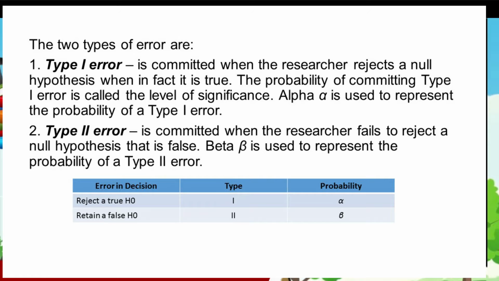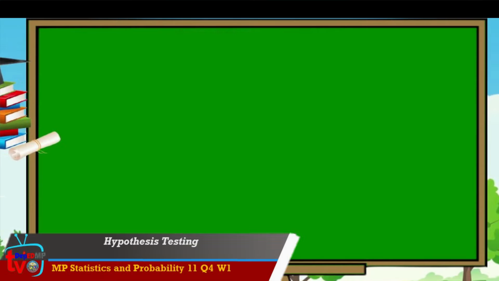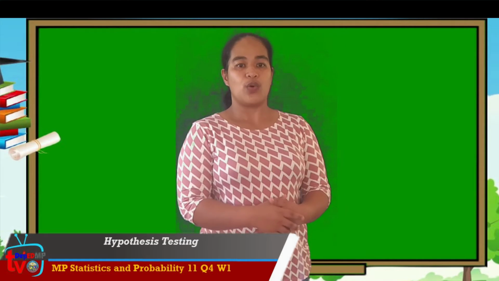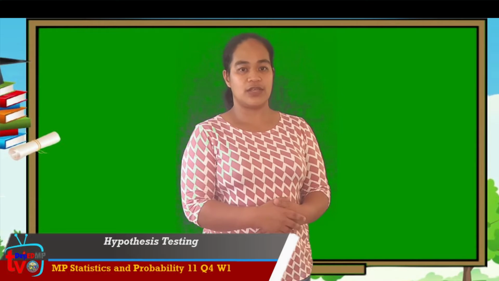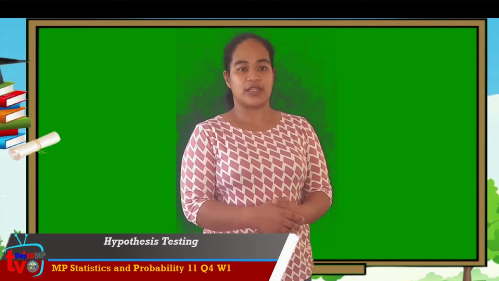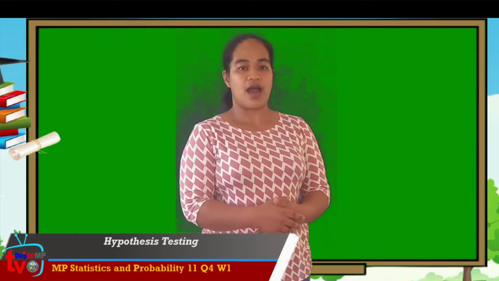Number 2, type 2 error. Beta is used to represent the probability of a type 2 error. It is committed when the researcher fails to reject a null hypothesis that is false. In our inference, we base our decision from only one sample. Thus, there is a possibility that we may commit an error.